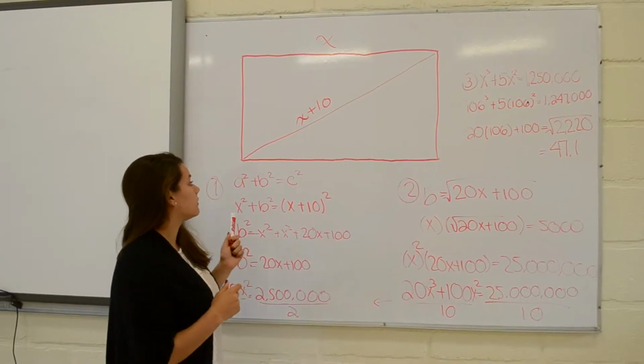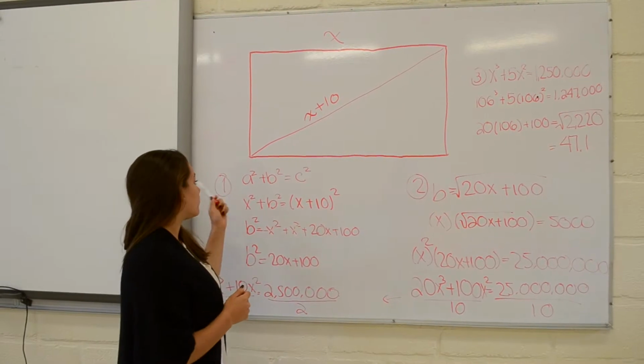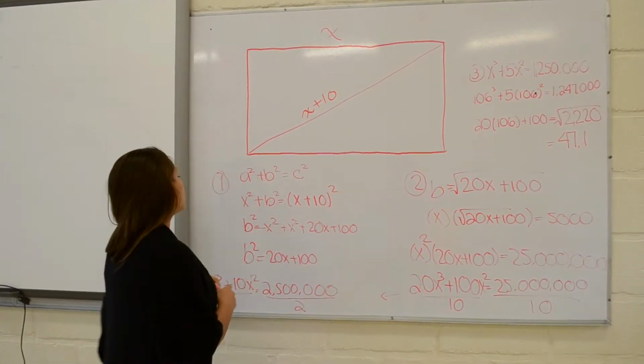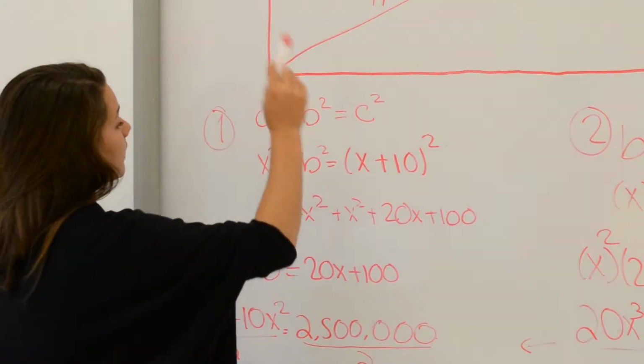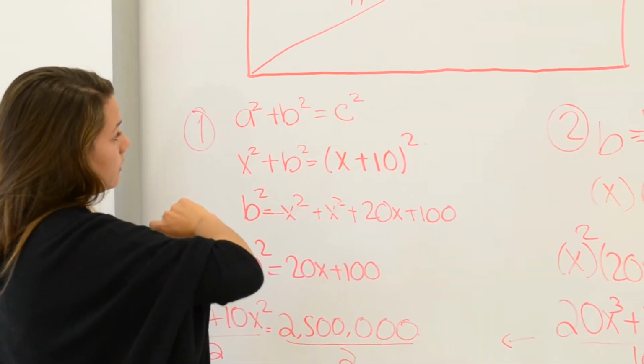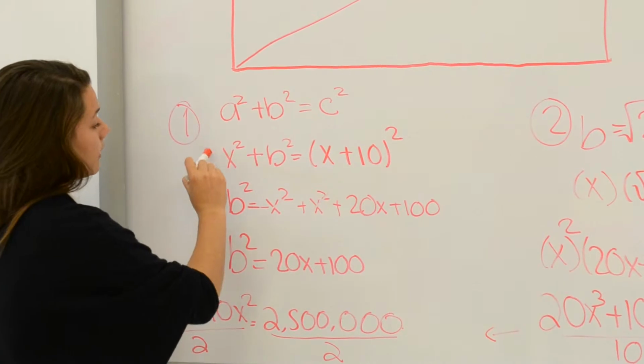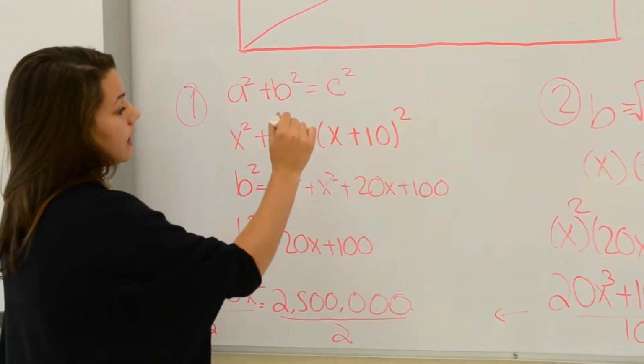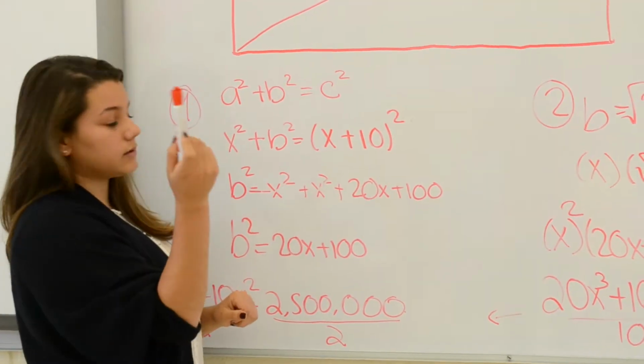We decided to solve it with Pythagoras Theorem. So the formula to solve it is a squared plus b squared equals c squared. So we have a and we have c. So we have to put x squared plus b squared equals (x plus 10) squared.